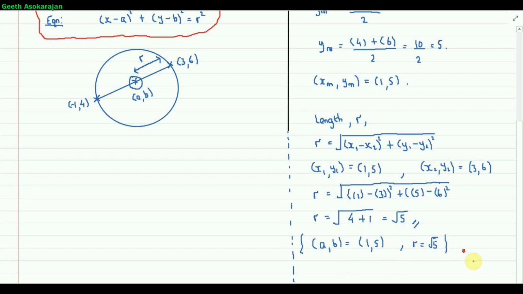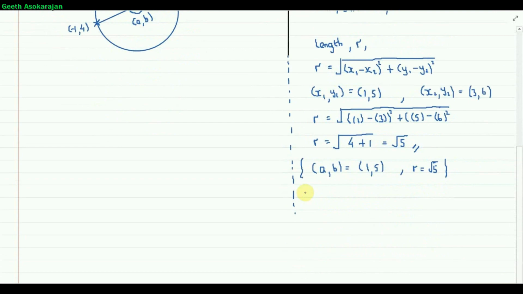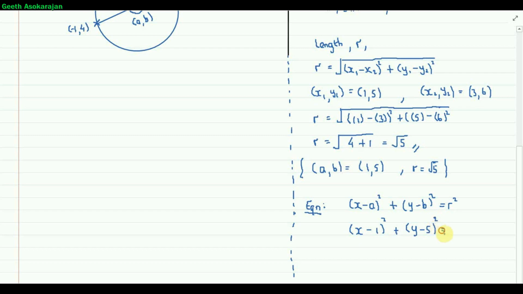So that's the data that we're going to be using, and let's plug it into the formula. So for the equation of the circle, let me write down the formula again. It's x minus a squared plus y minus b squared, and that is equal to r squared. So when I plug in the data, x minus a is 1, so 1 squared, plus y minus b is 5, so 5 squared. And that is equal to r.